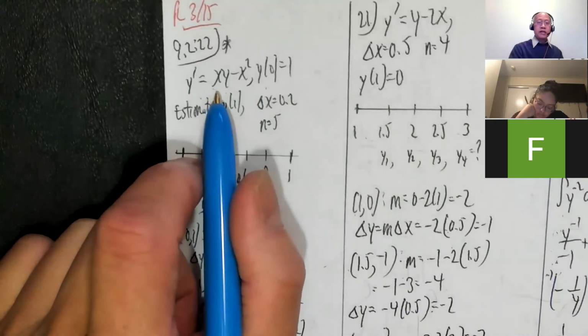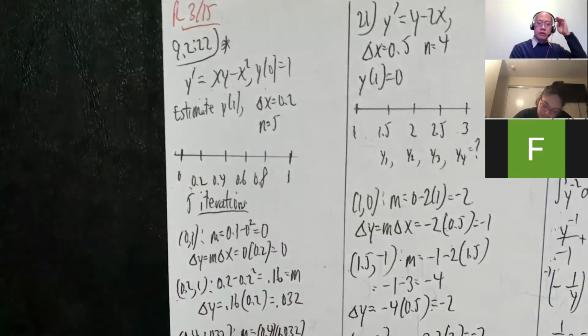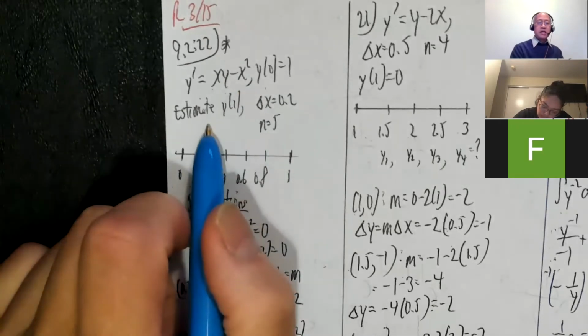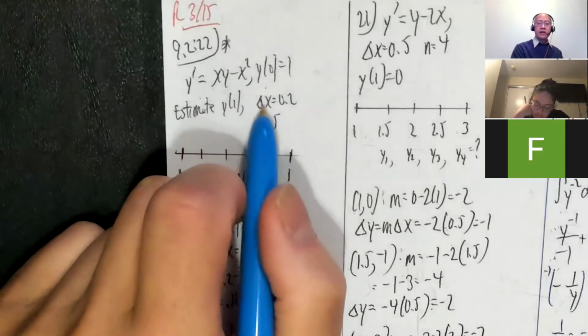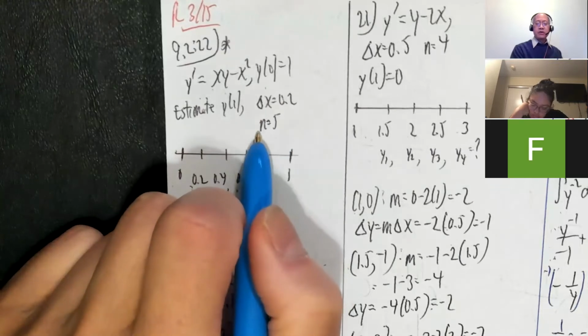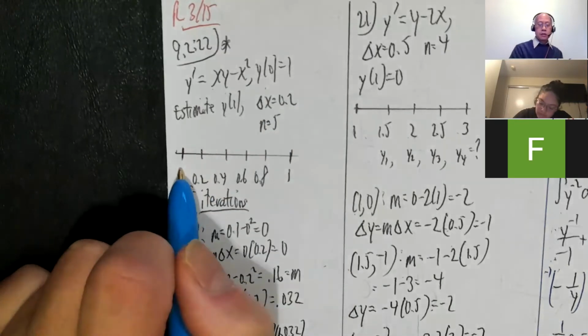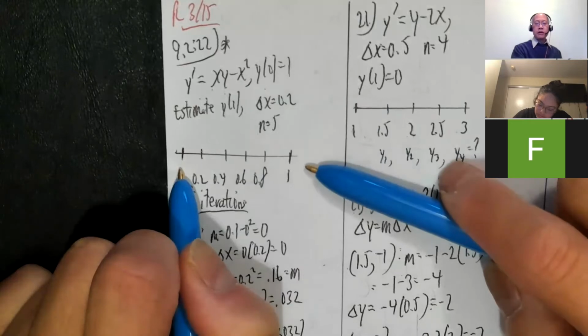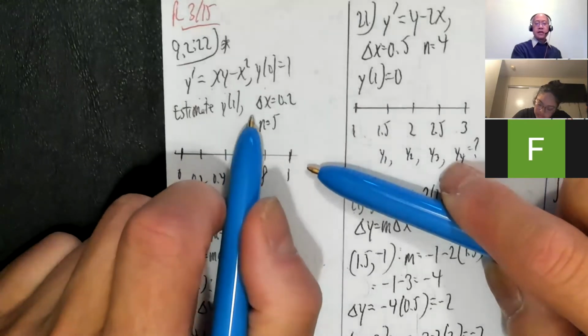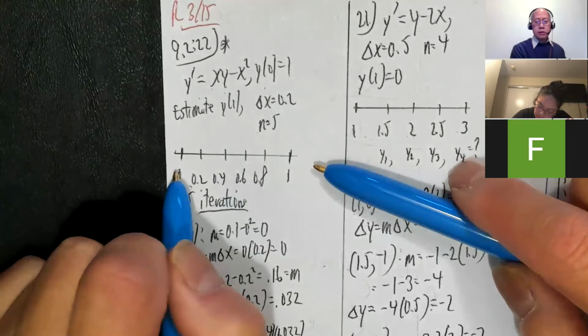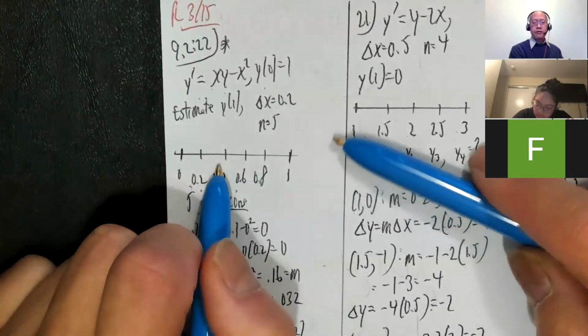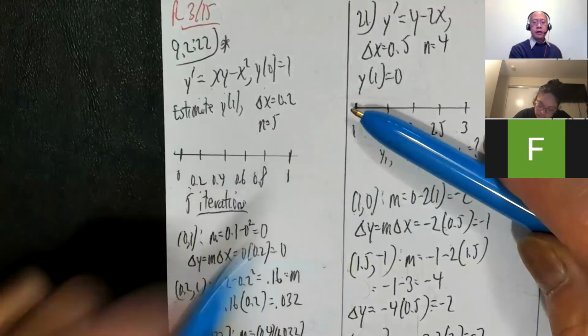All right, y prime equals xy minus x squared. Y of 0 is 1. Estimate y of 1. Delta x is 0.2 and n equals 5. So I have to do 5 calculations. I'm going from 0 to 1. Delta x is 1 over 5, 0.2. So I'm going to go 0, 0.2, 0.4, 0.6, 0.8, 1.